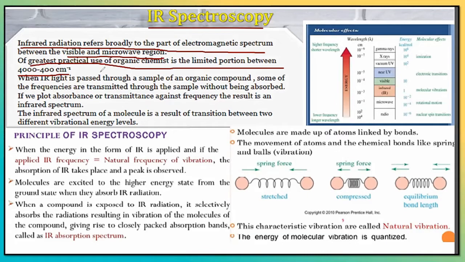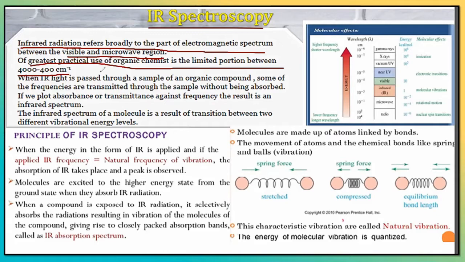Now, when IR radiation passes through a sample of organic compound, some frequencies are transmitted through the sample, while others are absorbed. If we plot this absorbance or transmittance against frequency, we get an IR spectrum. In this lecture we'll see what an IR spectrum looks like, and how, by using simply an IR spectrum, we can predict what type of functional group is present in a particular molecule. So let us go into the details.